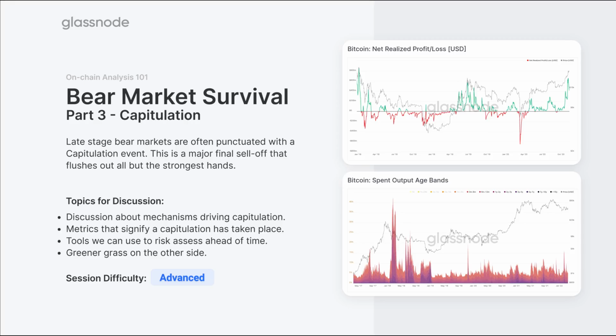And then as a result of having seen what it looks like before, we're then going to have a look at what tools we can use to actually assess the risk ahead of time. What does the market look like that may signify a capitulation is on the horizon? And then lastly, we're going to look at what it actually looks like coming out of a capitulation event and really looking for that greener grass on the other side of what is historically one of the final lows at the end of a bear market.